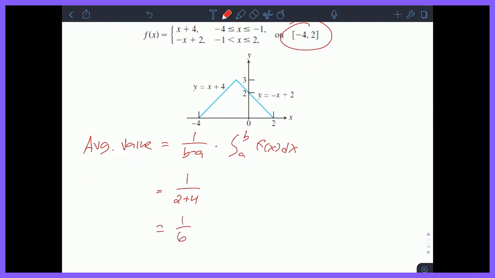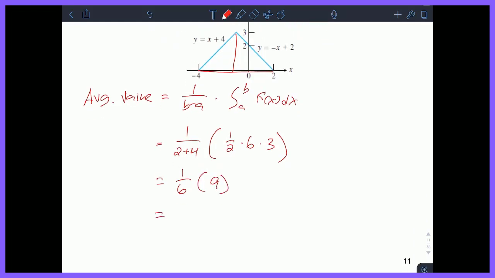And then the integral is the area of the triangle. It looks like this would be pretty easy to figure out. It looks like it has a height of 3, and it has a base of 6. 6 times 3 is 18. So the area of the triangle will simply be 1/2 base times height. It'll be 1/2 times 6 times 3, which is half of 18, which is 9. So the answer to the average value is 1/6 of 9, which is 3/2. Looks like we can't escape that number. 3/2 is the magic number.